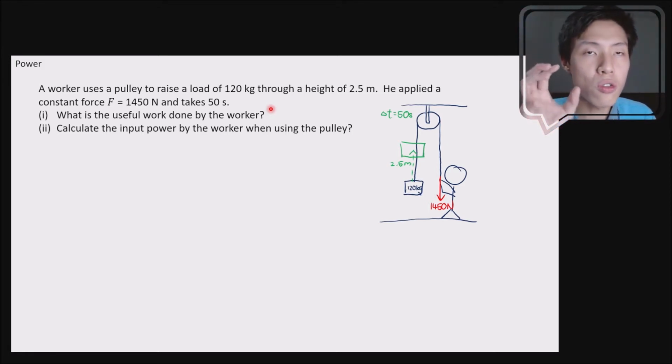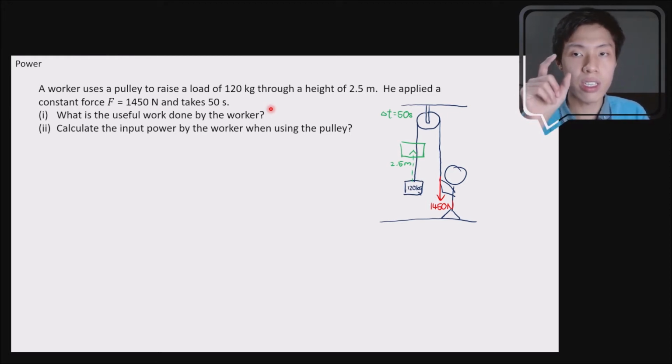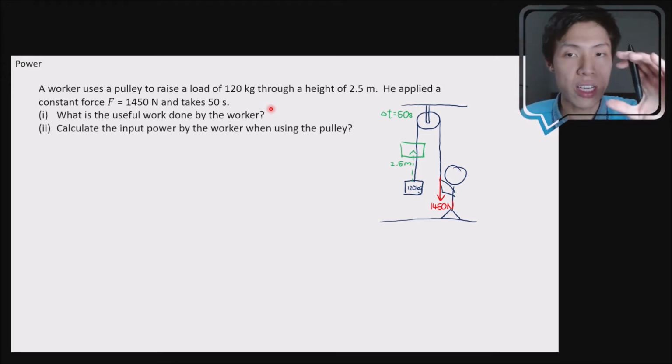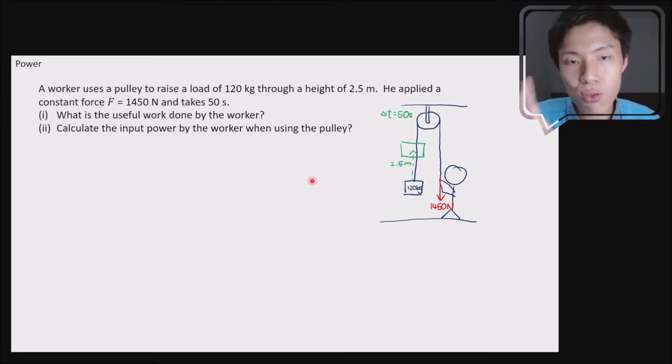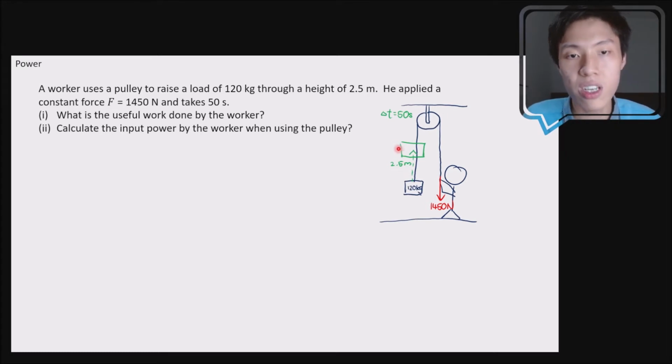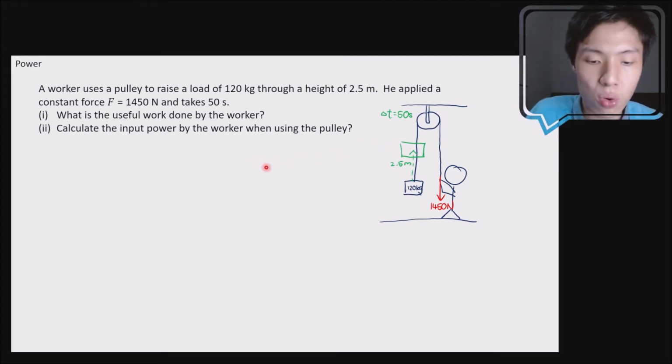So when we talk about useful work done, we only talk about the thing that is relevant to the object being raised to a height of 2.5 meter. Okay, that's the main purpose of this motion over here. So there are two forces being exerted on this block over here. Let's use a free body diagram to show what are the two forces acting on the block over here.